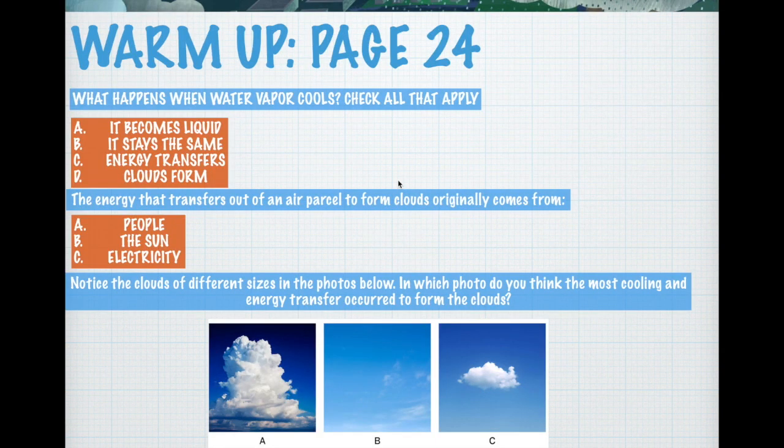You're going to see that there are three questions. What happens when water vapor cools? And it says check all that apply, which would indicate that there's more than one right answer. Then the next question is, the energy that transfers out of an air parcel to form clouds originally comes from. So we're looking for the origin of the energy.